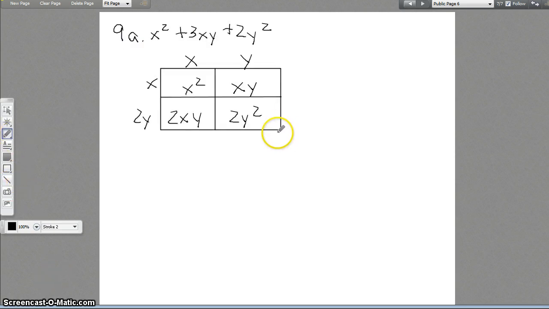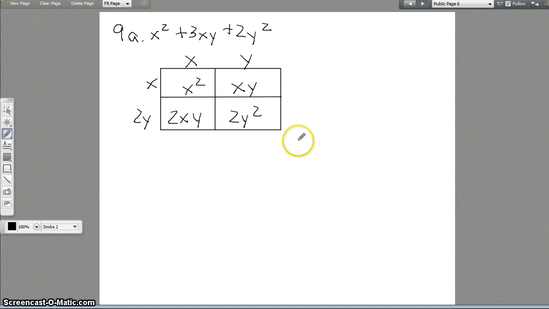So this is what number 9, part A looks like. It says use the diagrams below to factor each of the following polynomials. So for part A, the polynomial is x squared plus 3xy plus 2y squared, and the book provides you with a worked out diagram for it below. So all you have to do is look at the diagram and write down what the diagram tells you.